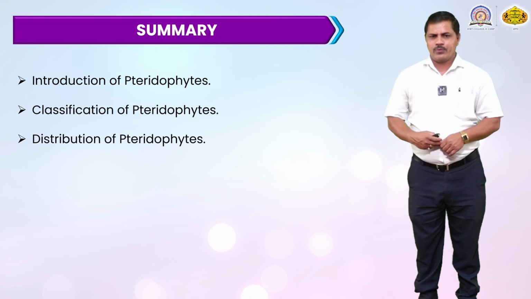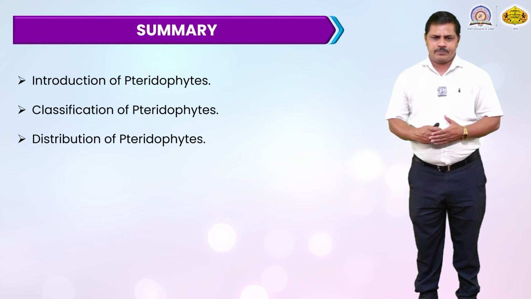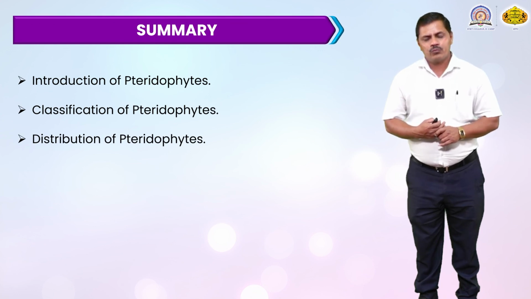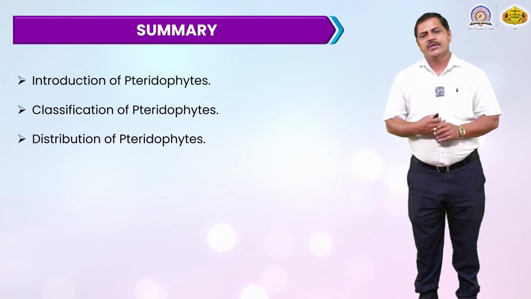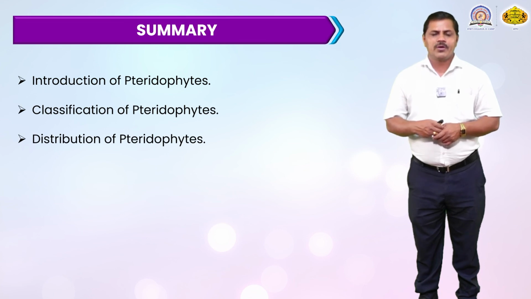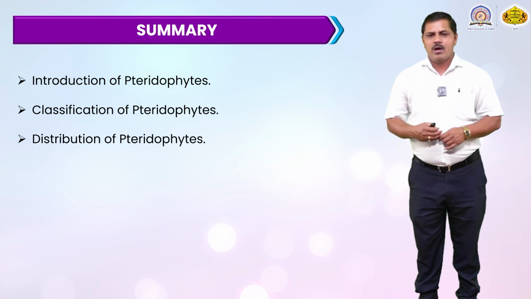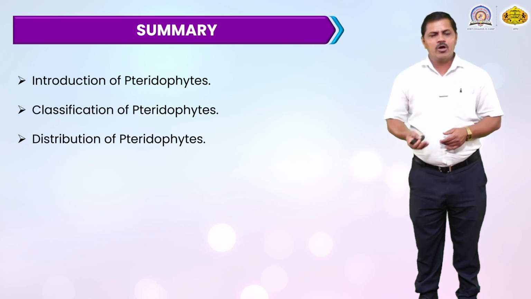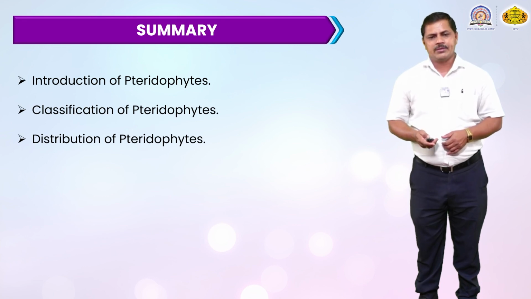Then we also discussed in today's lecture the classification of the pteridophyte. Pteridophytes can be classified into 6 classes. Then distribution of the pteridophyte: they are distributed throughout the world, and also in the Indian region. About 1,200 different species are distributed in India, but about 70 or 58% of the species occur in the Himalayan region. The remaining species are distributed in the southern part of the Indian region.